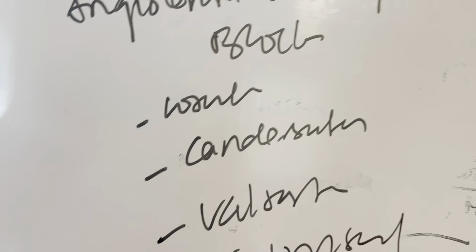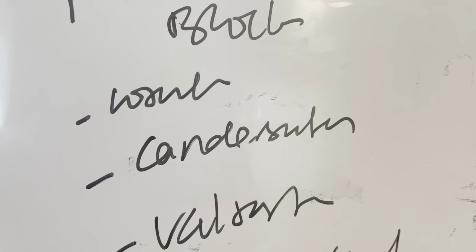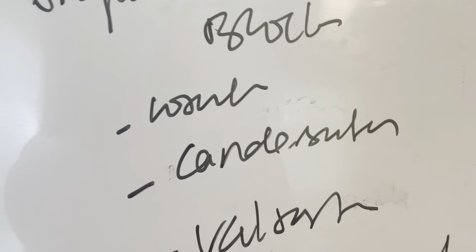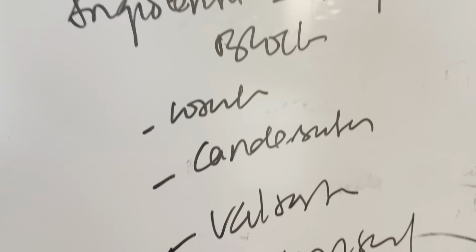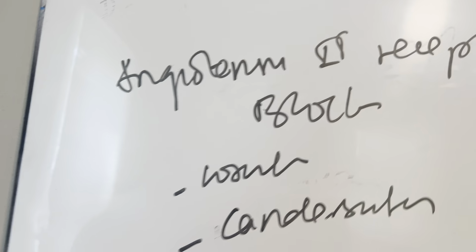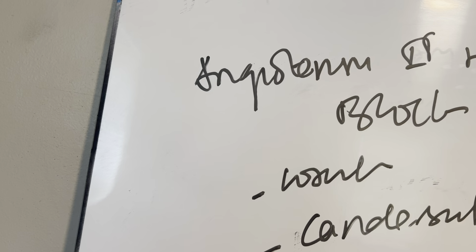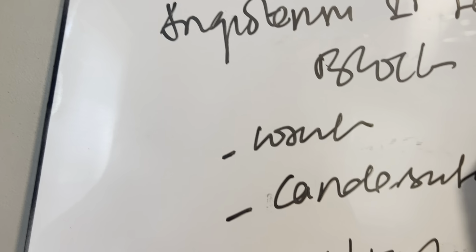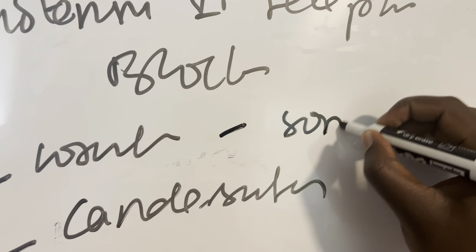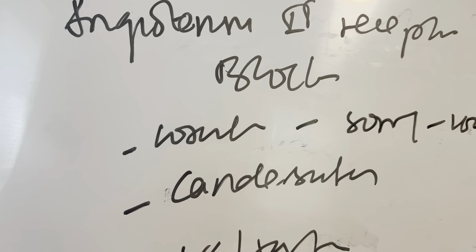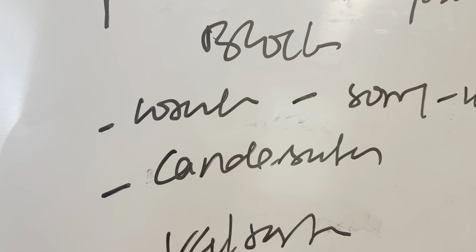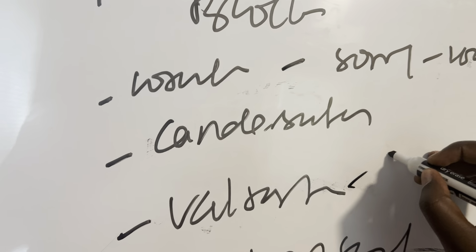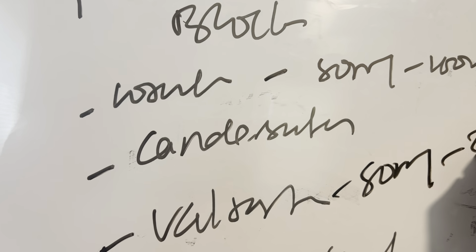So they block the angiotensin 2 receptors, preventing vasoconstriction and aldosterone release, and reducing blood volume. Losartan can be given from 50 milligram to 100 milligram, and valsartan can be given from 80 milligram to 320 milligram.